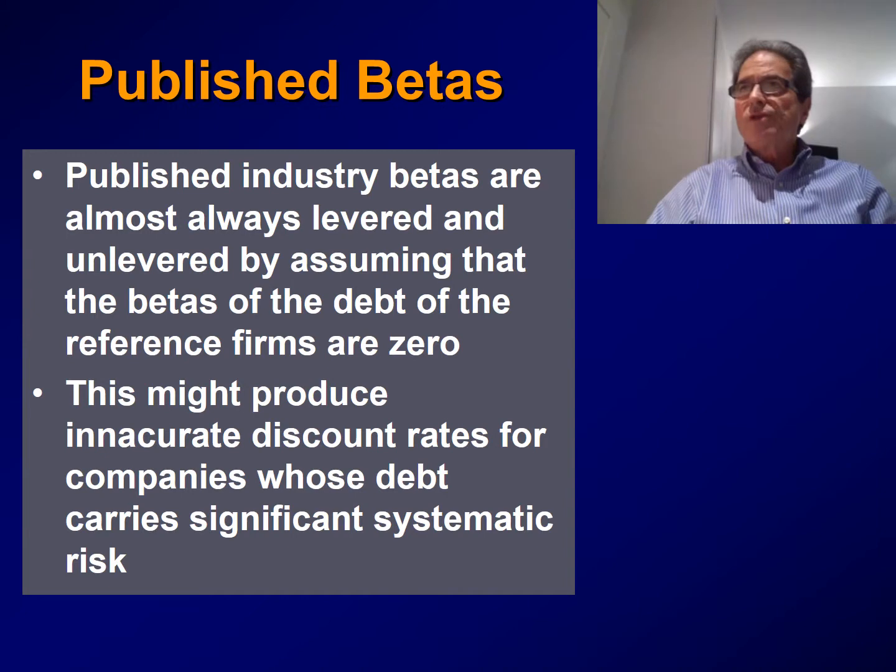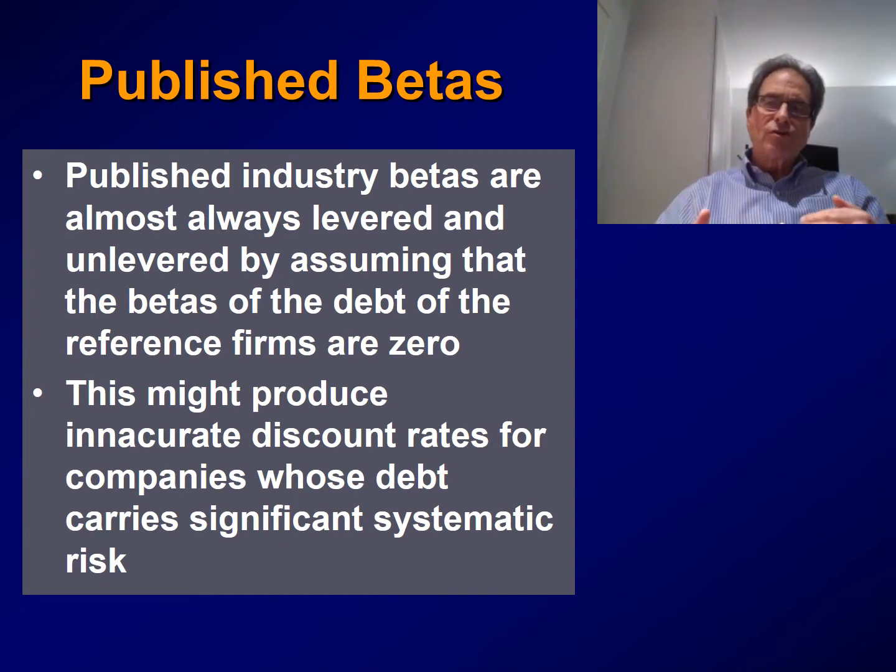We usually use published betas. We don't do these regressions on our own, but we just look for the betas in certain publications. The problem is that almost always these levered and unlevered betas that we get from these publications assume that the betas of the debt of the reference firms are 0. And of course, if we are using these betas assuming that the beta of the debt is 0, we might be making an important error, because there might be cases in which the debt carries significant systematic risk, so that we cannot assume that their betas are 0.